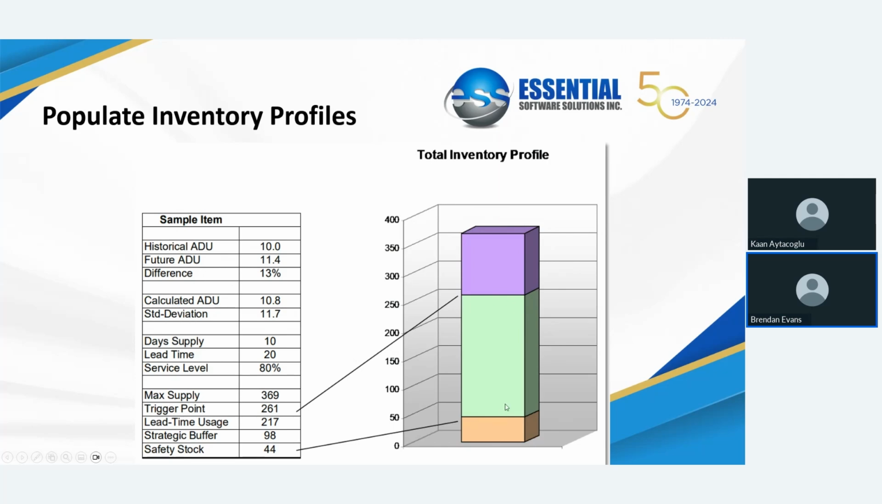So the trigger point represents when we would place a new order. So this green portion here, this is the inventory that we would use during the time to replenish the new order. Now, between the trigger point and the maximum supply, that is our inventory that we maintain once we've received the reorder. So when the trigger point is replenished and we receive the new stock quantity, that brings us to our maximum supply. This is the inventory that we draw down before we trigger a reorder. So that's what the information for the total inventory profile actually means and populates.